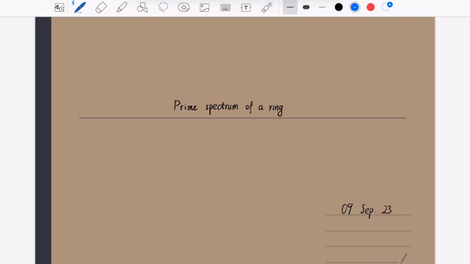Hi, I'm going to go through the book Introduction to Commutative Algebra by Atiyah and MacDonald. I'm no expert on this topic, so I plan to go through it as slowly as possible, and I will try to cover all the exercises in this book.